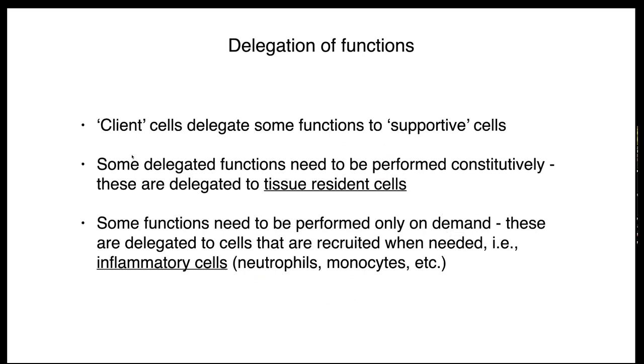So we can call this a client cell by analogy with chaperones. And so then what we have is that client cells delegate some of the functions to supportive cell types, and some delegated functions need to be performed all the time constitutively, and these become tissue-resident cells. But some functions only need to be performed on demand. And these are delegated to cells that are not resident in the tissue, but can be recruited to the tissue. And this is the case for vertebrates or any animal with closed circulation. And that would be the case of inflammatory cells. So neutrophils, you only need them when there is an infection, whereas macrophage, you need in the tissue all the time because macrophages have many jobs. They're like butlers. They can do a lot of things, but when there is a really big problem, you need specialists, and that would be neutrophils.